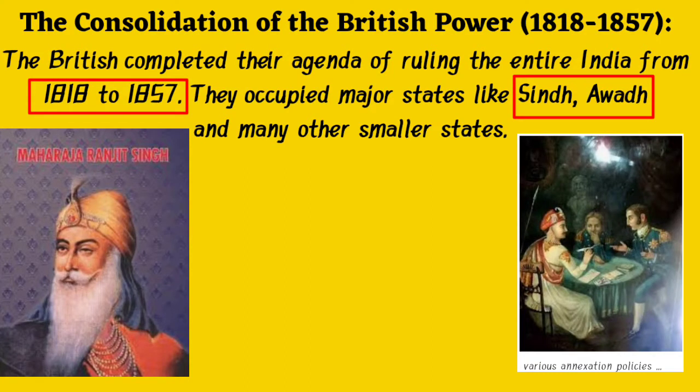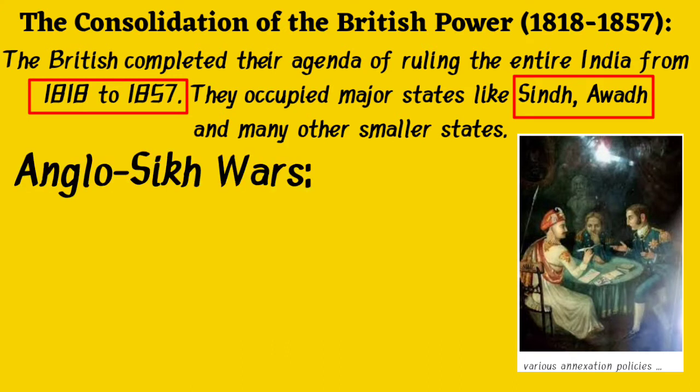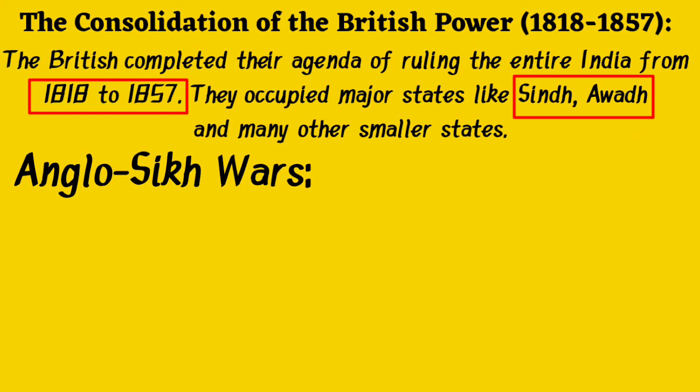Now the British, after fighting with the Marathas, had to fight with the Sikhs to consolidate their power in India. Now let us understand the Anglo-Sikh Wars. The two Anglo-Sikh wars were fought between the Sikh community and the British.